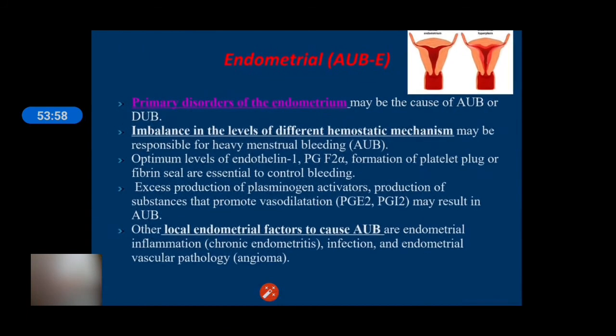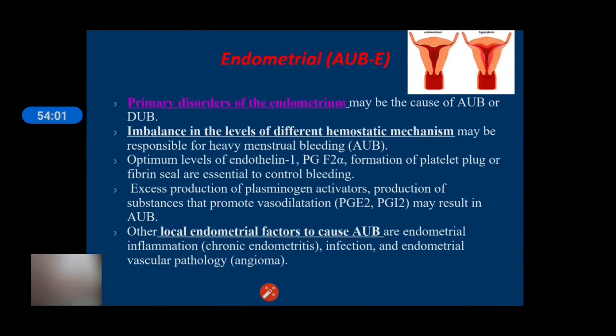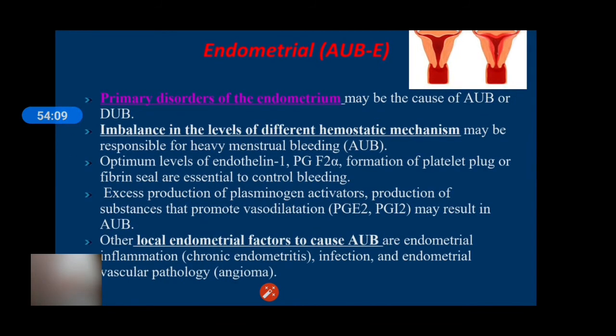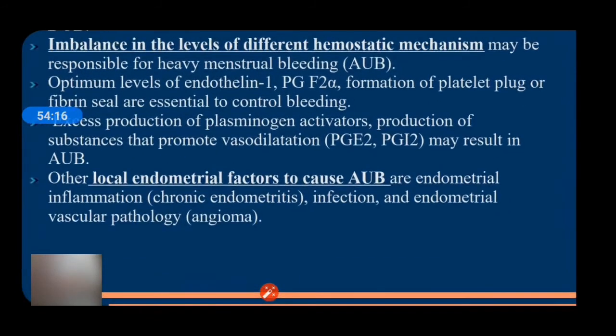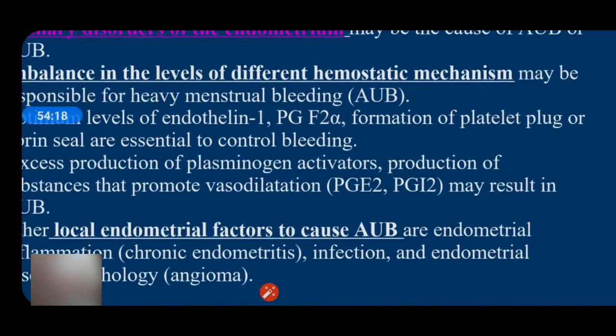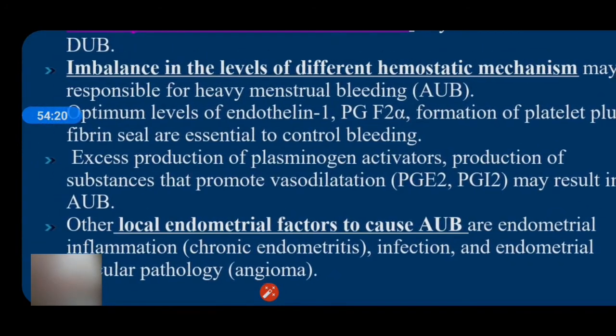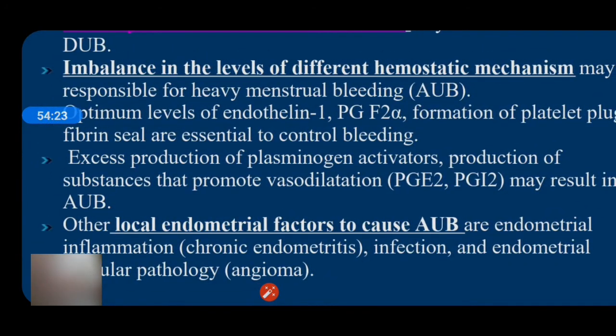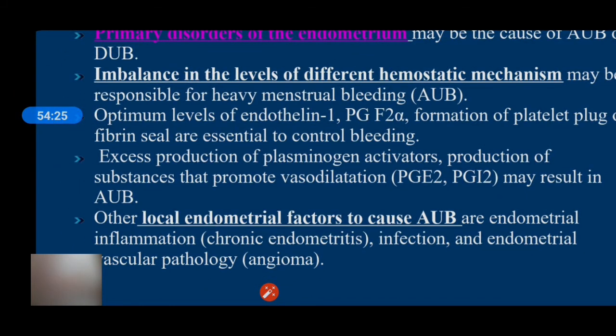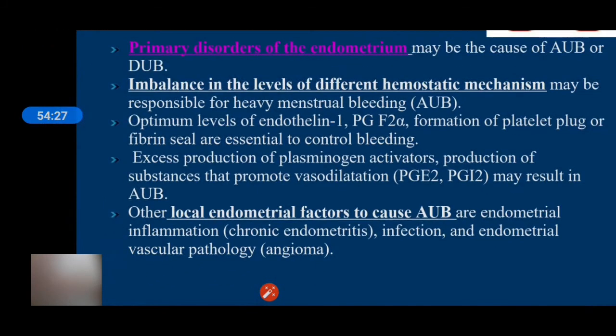So next is about the endometrial causes of AUB, AUB-E. Primary disorders of the endometrium may be the cause of AUB or DUB. Imbalance in the level of different hemostatic mechanisms may be responsible for heavy menstrual bleeding, like optimum level of endothelin 1, PGF2 alpha, formation of platelet plug, or the fibrin seal, which are essential to control the bleeding, especially the bleeding which is coming from the endometrium or the uterus.